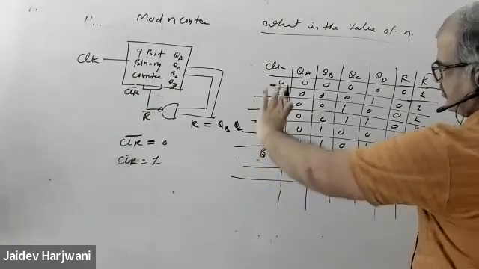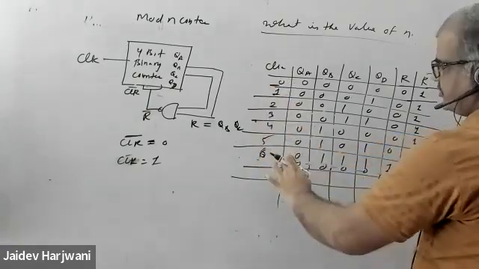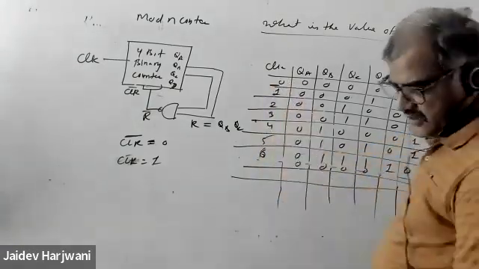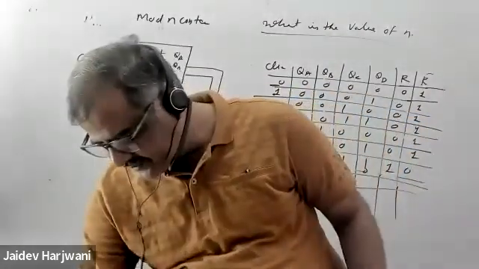So you have a total of 6 states. 0 start 0 0, finish 0 0. So you have only six states. So your n is equal to 6. Okay.